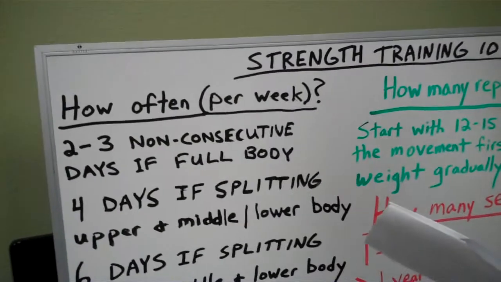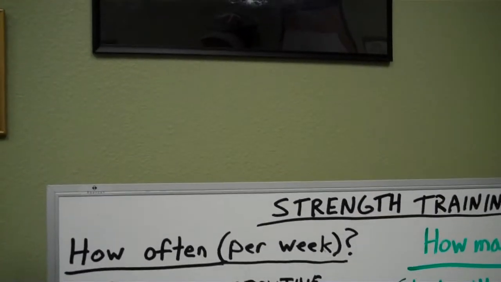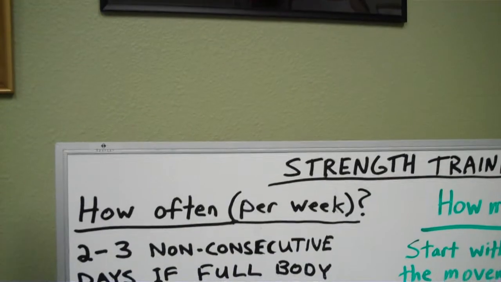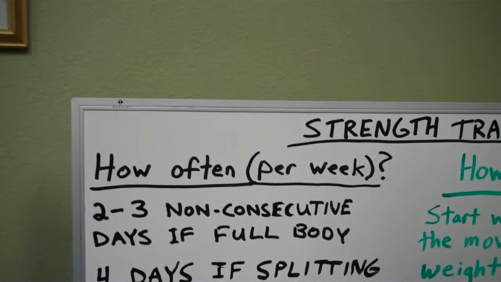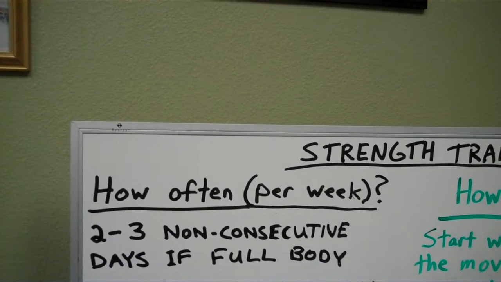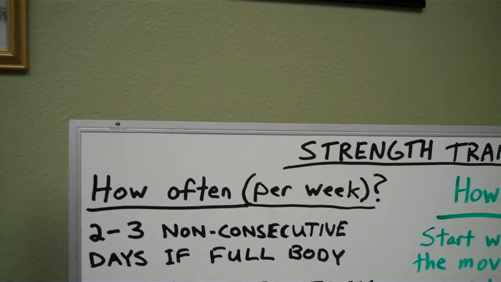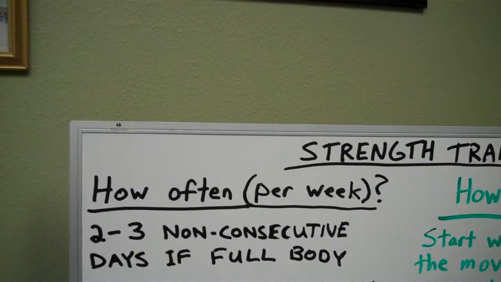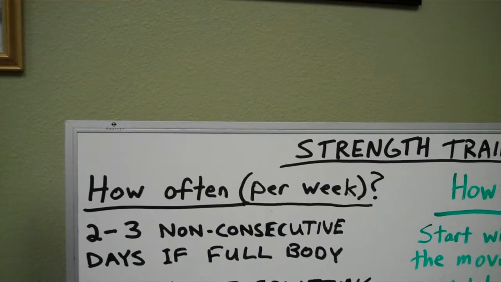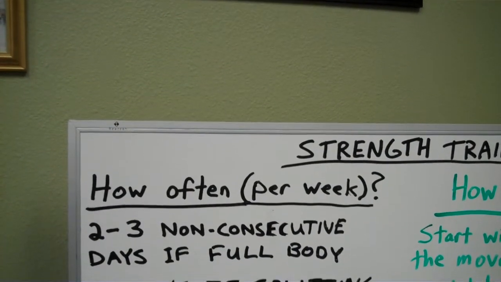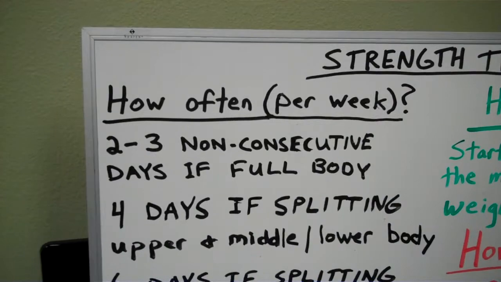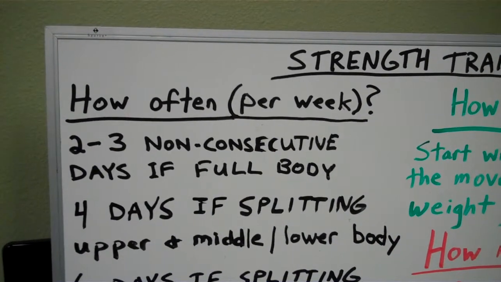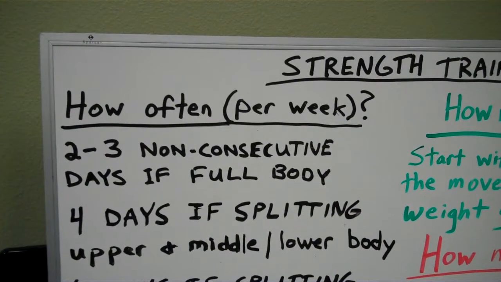So let's start off with how often per week we should be doing strength training. I gave you several different options here. First off is 2 to 3 non-consecutive days of full body. What I mean by full body is you're using all of those 9 basic movement patterns each time that you work out. Second one is a 4-day, where you're splitting the upper and the middle lower body sections of your body.